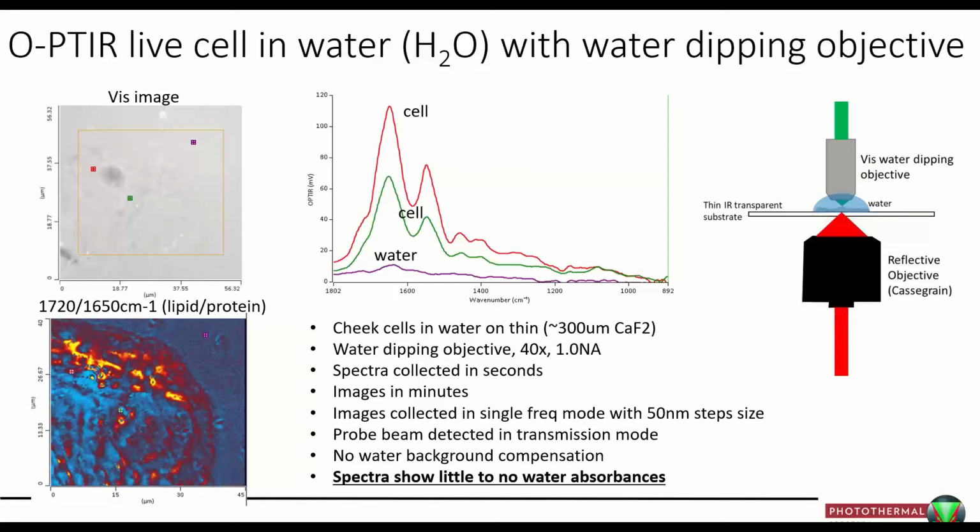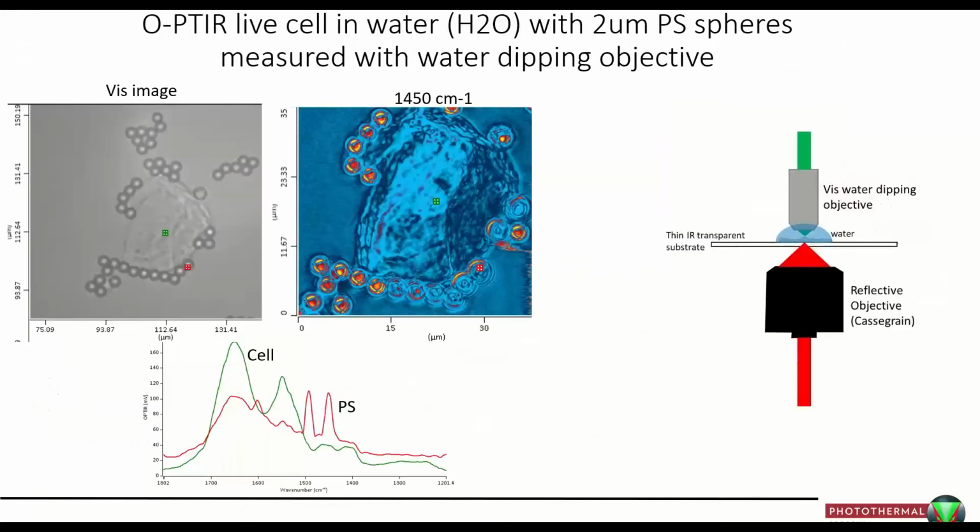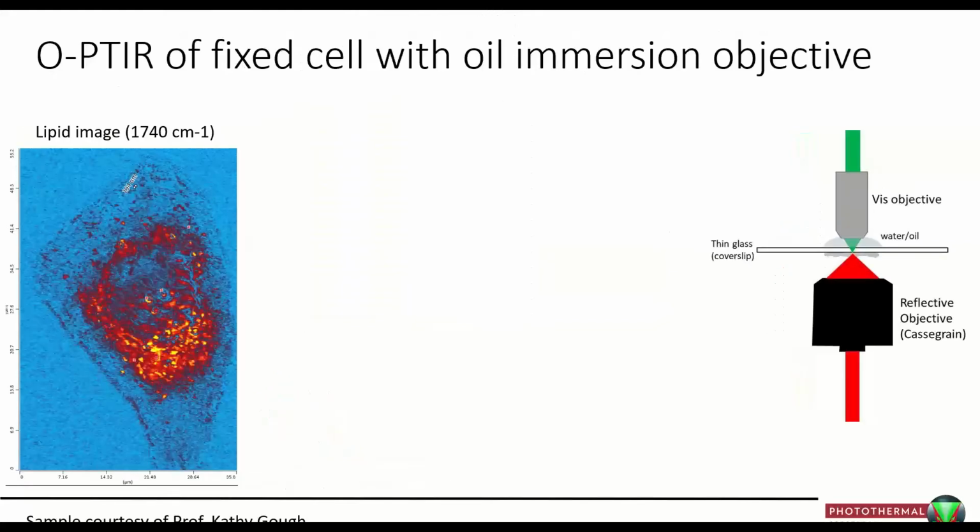So you can now do infrared and Raman of potentially live cells, right? With very little water background. Just for fun, because we're a crazy bunch in the lab, we threw in some 2 micron polystyrene spheres together with that, just for some extra contrast. We can see, again, good looking cellular spectra, even though we're in water, right? Water dipping objective. And then when you're on the spheres, you're getting polystyrene signatures. This is a study result that Kathy will recognise, courtesy of Kathy. You are there, last minute addition.